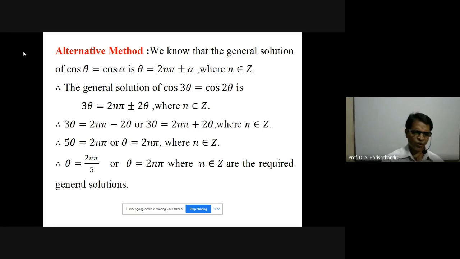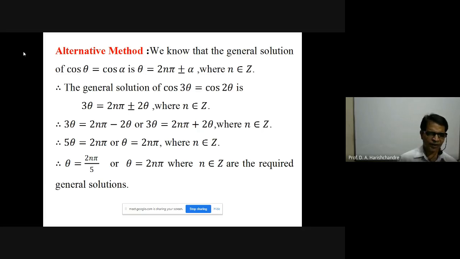So the solution of cos theta is equal to cos alpha is given by theta is equal to 2n pi plus or minus alpha, n belongs to Z. And using this formula, the general solution of cos 3 theta is equal to cos 2 theta is given by, in the above general solution theta is equal to 2n pi plus or minus alpha, replace theta by 3 theta and alpha by 2 theta, so that the solution becomes 3 theta is equal to 2n pi plus or minus 2 theta, where n belongs to Z.